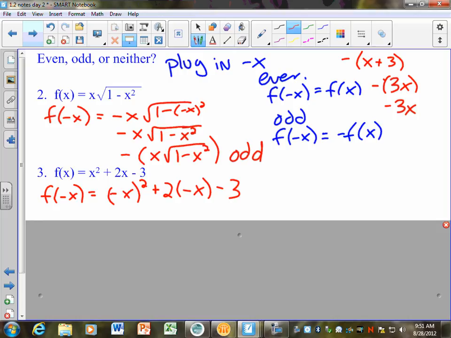Plugging in negative x, x squared is just going to be x squared, and 2 times negative x is going to be minus 2x, minus 3. Is that even? No, it did not stay the same. Is it odd? Is it the exact opposite of what I started with? Which means it's somewhere in between, because this one didn't change, but this one did change, which means it can't be even or odd, so we would say neither on this one.